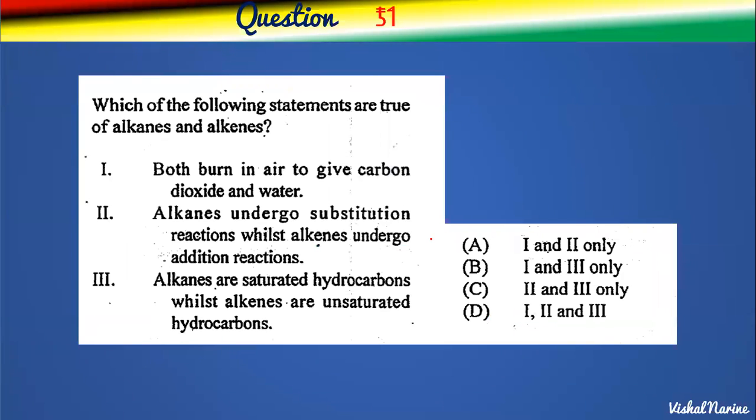Question 51 asks us which of the following statements are true of alkanes and alkenes? So let's go through them. Both burn in air to give carbon dioxide and water. That is true. Alkanes undergo substitution reactions, whilst alkenes undergo addition reactions, and that is true. Alkanes are saturated, whilst the alkenes are unsaturated. And again, this is true. All right, so all three of them are true, which is D.